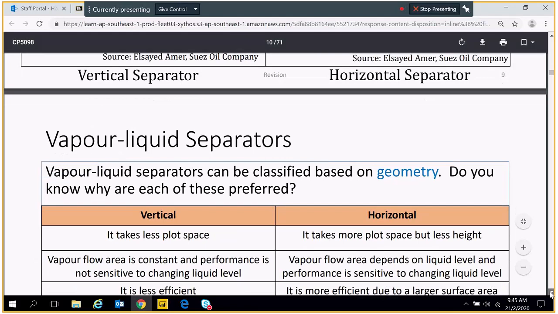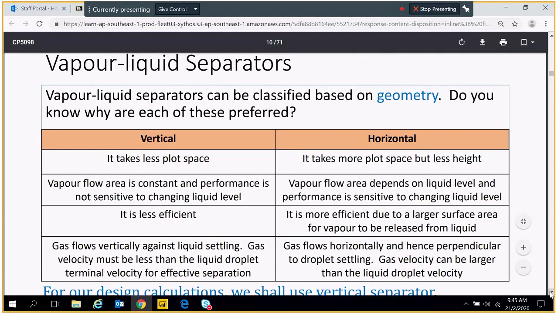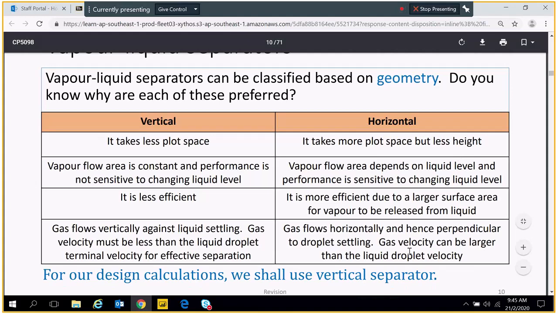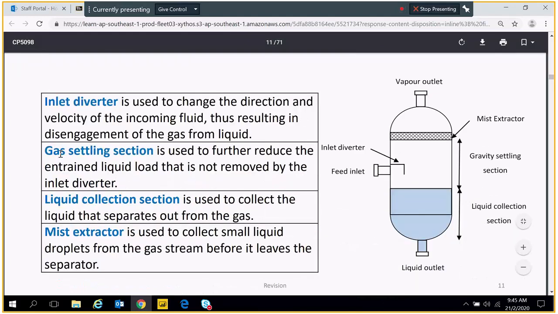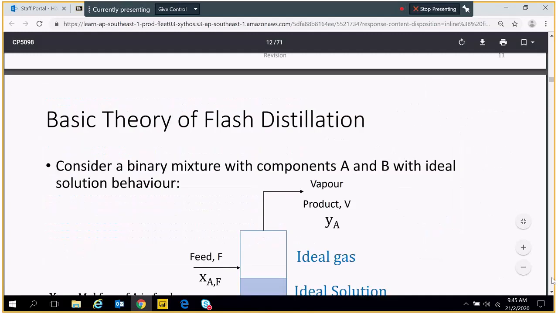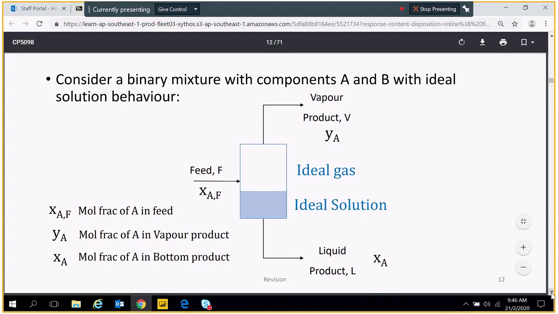All right, so this is a comparison. Basically, it's based on geometry. Study this one, vertical and horizontal, study this. Questions could be asked related to the comparison between vertical and horizontal separators. This is a typo error, this gravity settling section. So you need to be aware of the purpose of each one of these. And this one is separation, all right, into vapor and liquid.